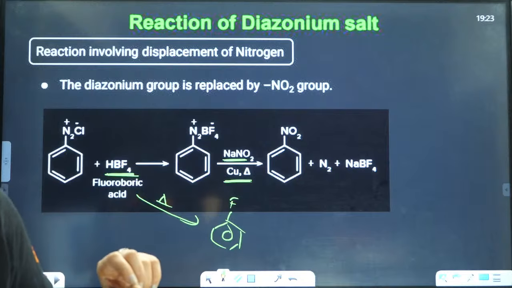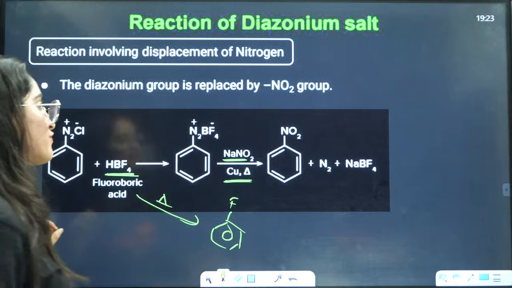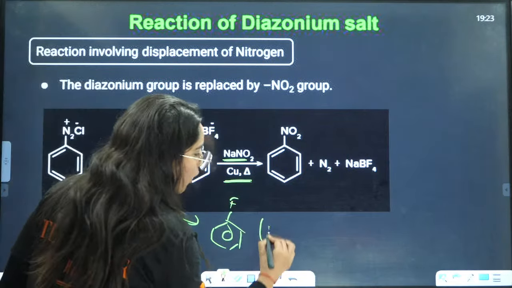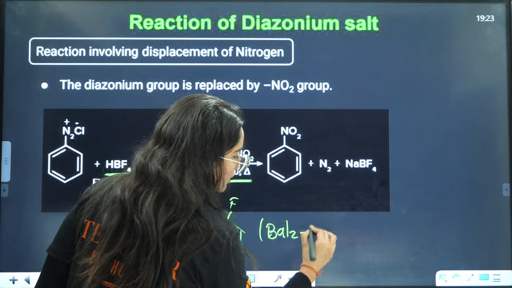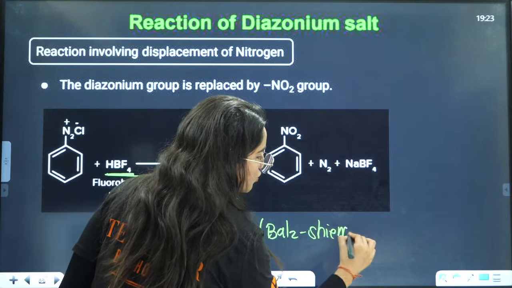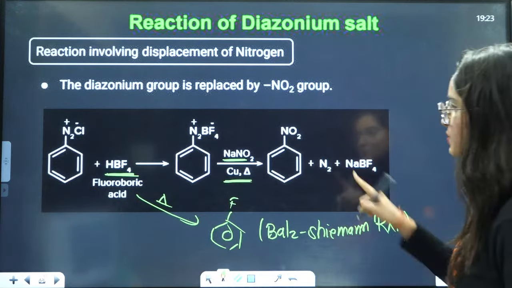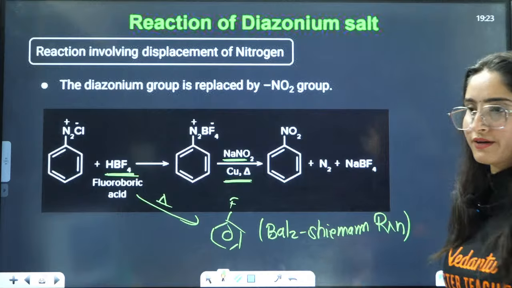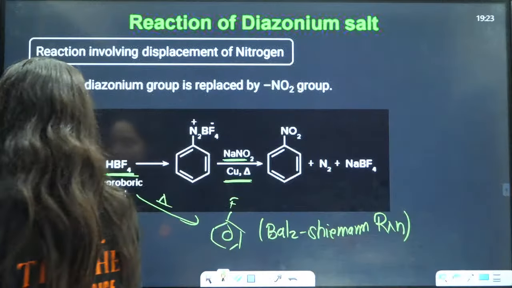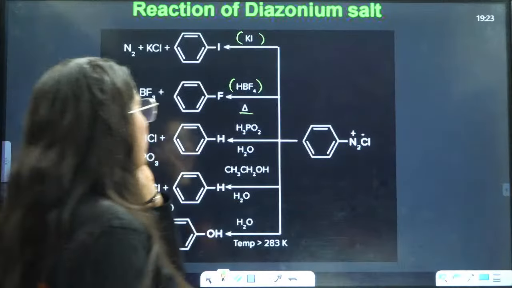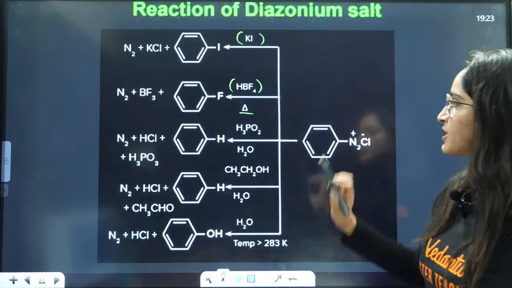Okay, yes, Balz-Schiemann, very good. This reaction is called Balz-Schiemann reaction. Not this one; this one has the name Balz-Schiemann reaction. Very good, Aditya. Now, this is called Balz-Schiemann reaction.